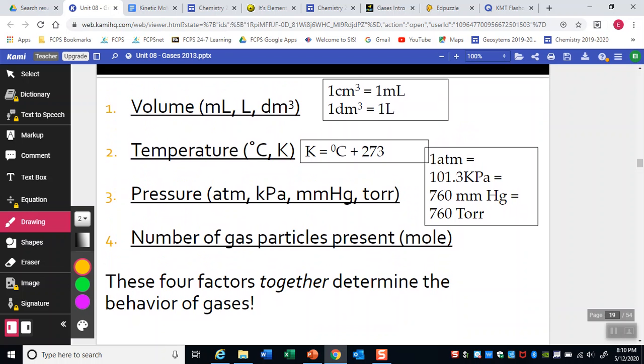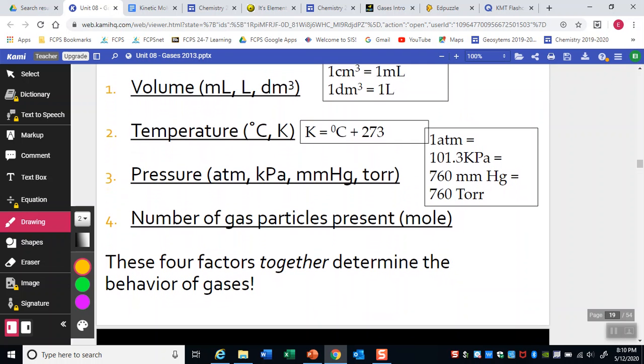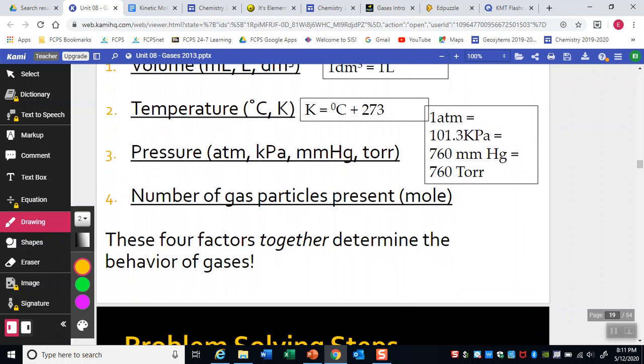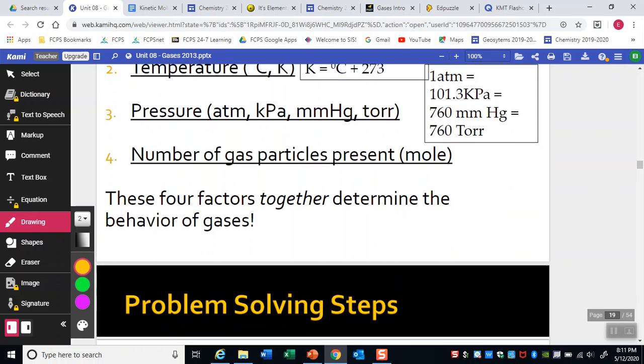And you saw that when you were working with that FET lab. When you change the temperature, the gas acts differently. When you change the volume, the gas acts differently. Change the pressure, change the number of particles, it changes how the gas acts.